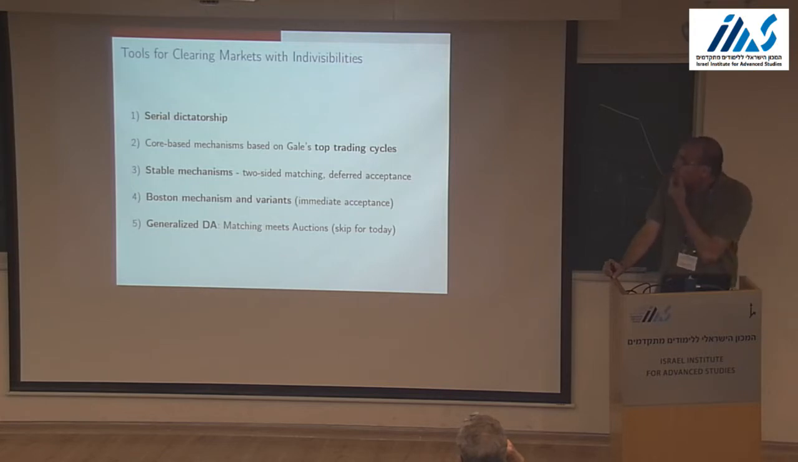So the five basic ideas I want to tell you about. The first involves what I call a serial dictatorship. We're going to start from the simplest possible allocation problem and then make the model increasingly more complex. The second key idea is top trading cycles. Then we'll talk about stable mechanisms, or the literature on deferred acceptance. The fourth area is the literature on the Boston mechanism, or what's now known as the immediate acceptance algorithm. And lastly, and I'm not sure I'm going to have time, is an effort to link some of these models in matching to models in auction theory. So let me get into it.